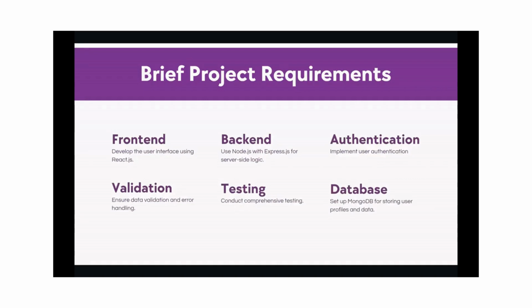Now, the brief project requirements. Firstly, the front end, which is developed using React.js. Second is the backend, where we have used Node.js and Express. Then we have implemented user authentication and also validation to ensure data integrity. And then we have done testing of the website. And for the database, we have used MongoDB for storing user profiles and data.